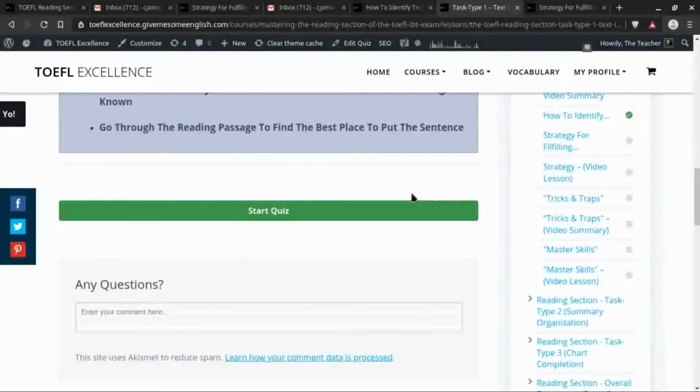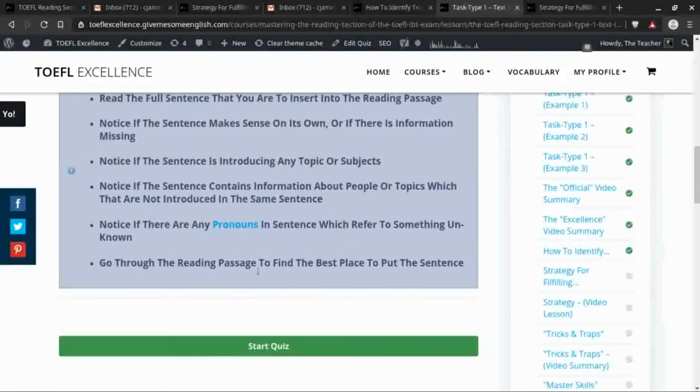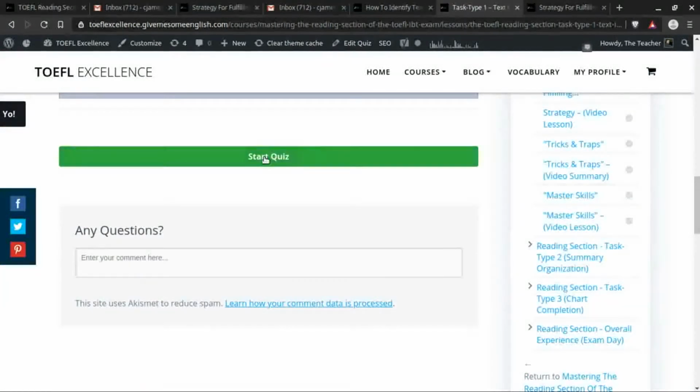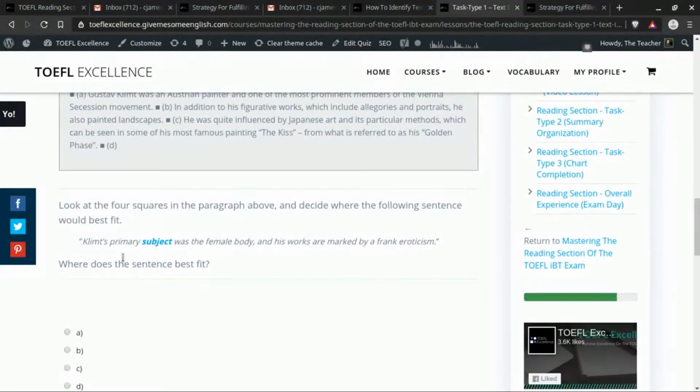Now, this first one here, and as I mentioned before, you will have a brief summary of the strategy on every one of our quiz pages. So the first one, the sentence is, "Klimt's primary subject was the female body, and his works are marked by a frank eroticism." All right, so here they're using just the last name.